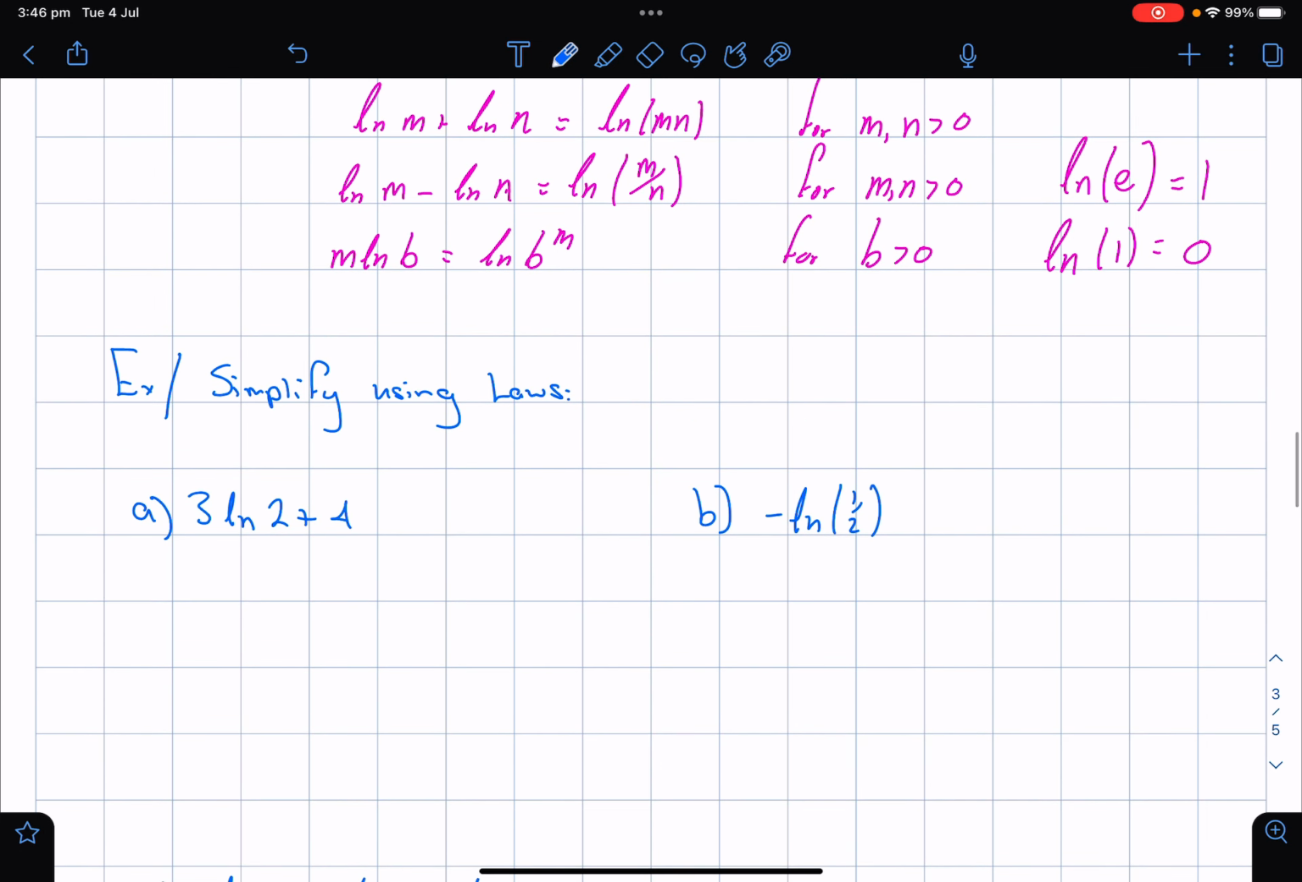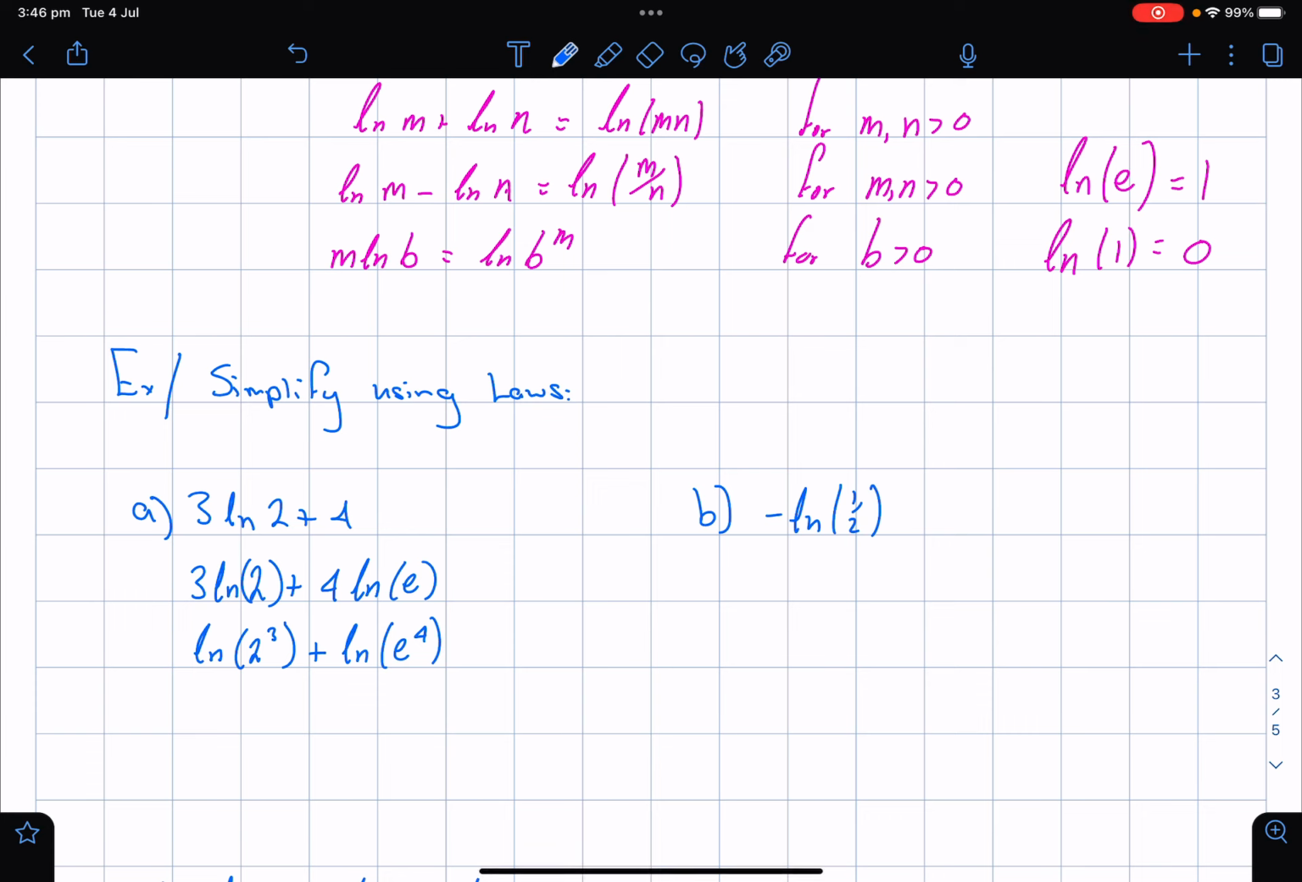So I've got 3 times the natural log of 2 plus 4. Now we want all of those terms in terms of the natural log. So let's write this as 3 times the natural log of 2 plus 4 times the natural log of e, and we're going to put those in brackets to make it super clear. We've now got a number out the front. Let's bring those in as a power. So the natural log of 2 to the power of 3 plus the natural log of e to the power of 4.